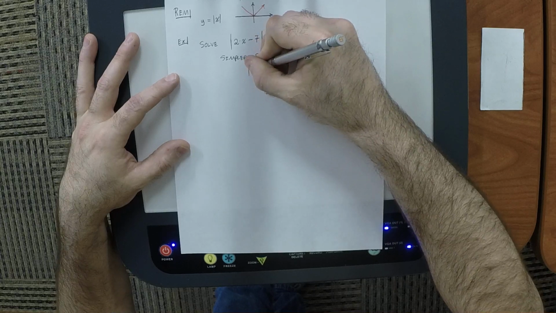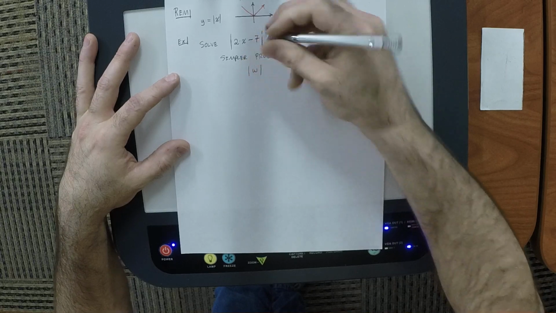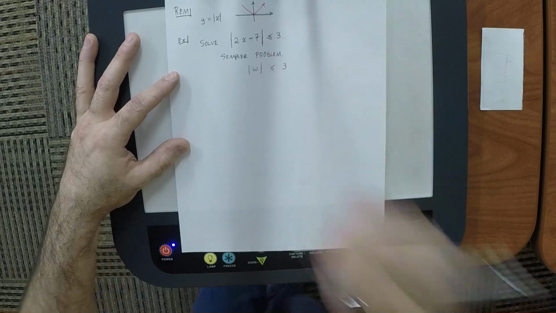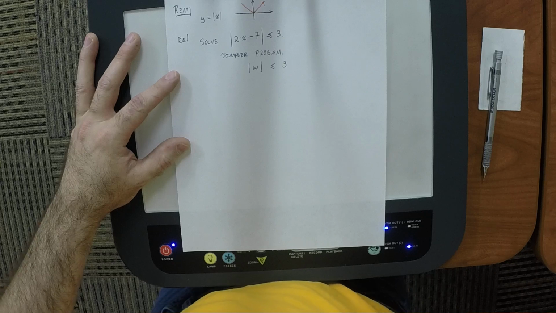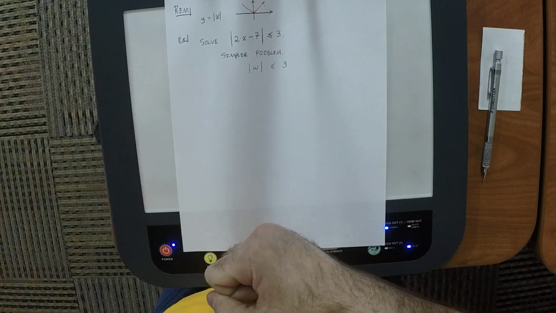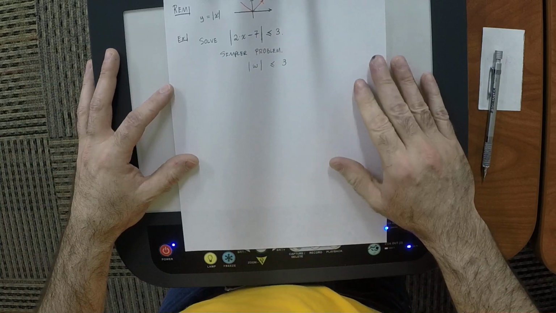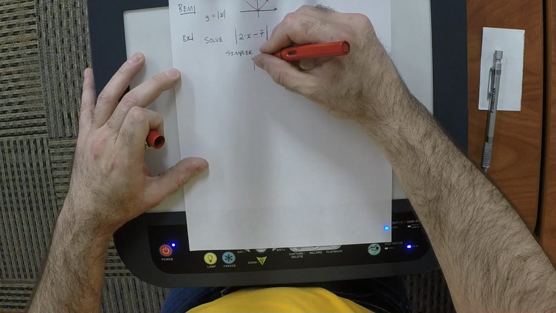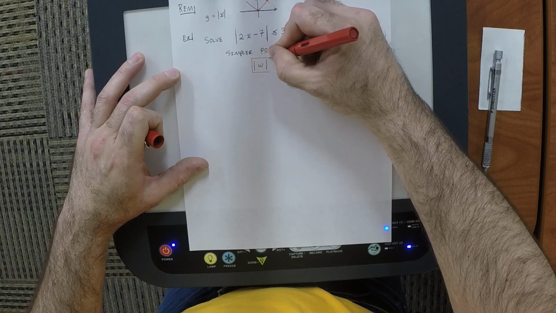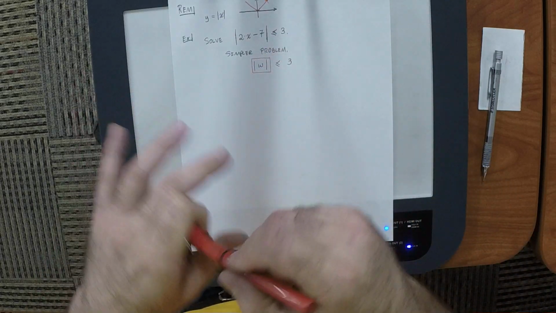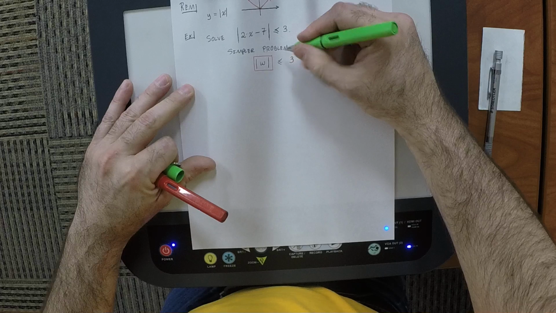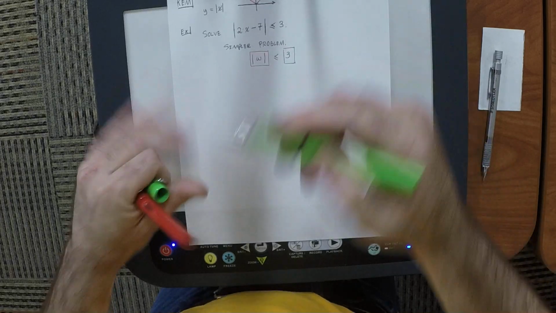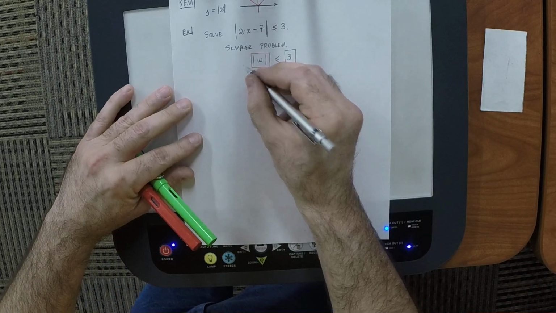How about this one? The absolute value of w is less than or equal to 3. I claim that this problem is simpler just by virtue of the thing that's inside of the absolute value being a single item. Okay. So I'm going to refer to the left-hand side as the red, and the right-hand side as the green. And I'm going to split this inequality into two parts.